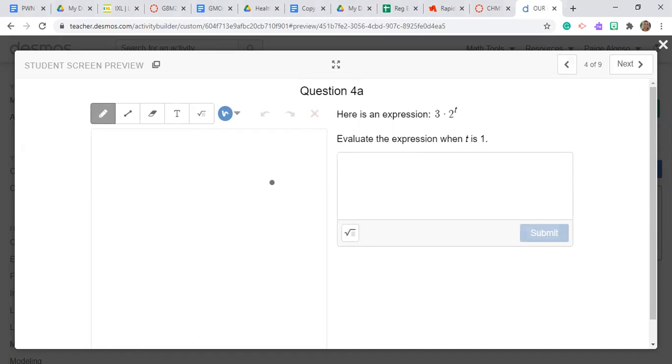Question 4a. Here is an expression, 3 times 2 to the power of t. Evaluate the expression when t is 1. Pause and do the work.